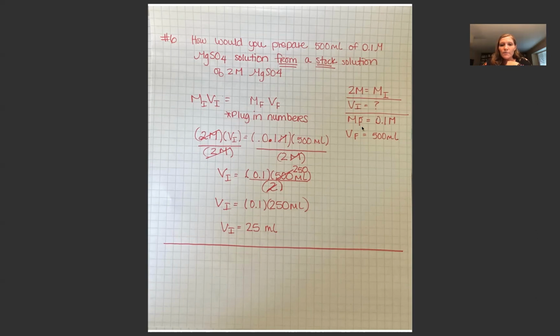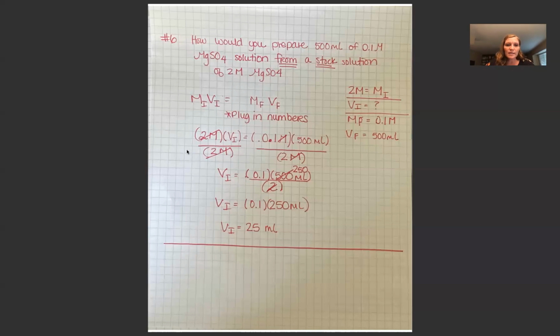I have the final molarity from the problem, so I have 0.1 molars. I'm going to put that in for that particular piece in the equation. And then I know what my final volume is. It's 500 milliliters. So I have my pieces. Now I'm just going to plug them into the equation.